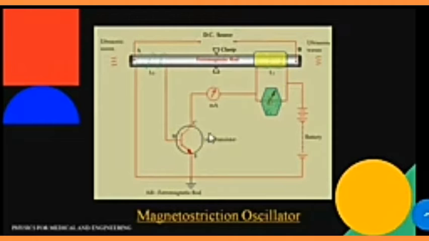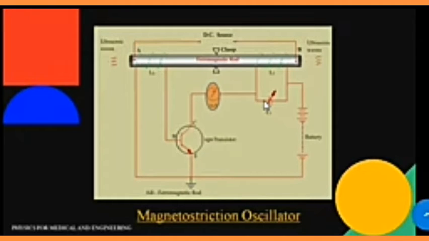Here coil L1 and the variable capacitor C form a resonant circuit, which is also known as the tank circuit, and the frequency of the oscillation is controlled by the variable capacitor C. So this is the construction part of the magnetostriction oscillator.